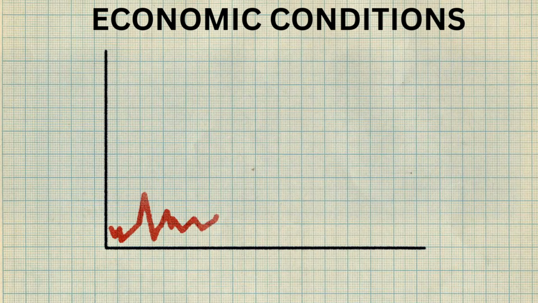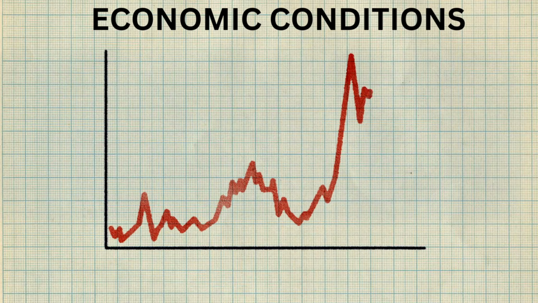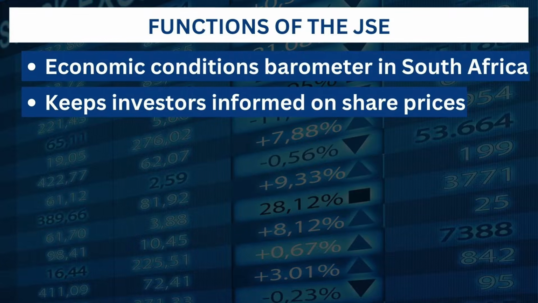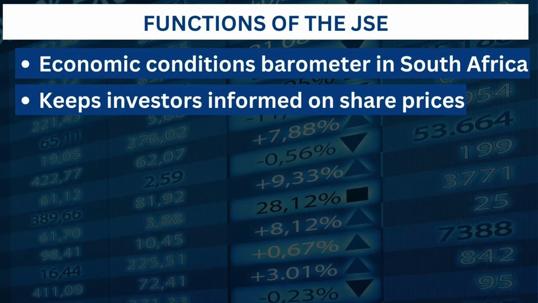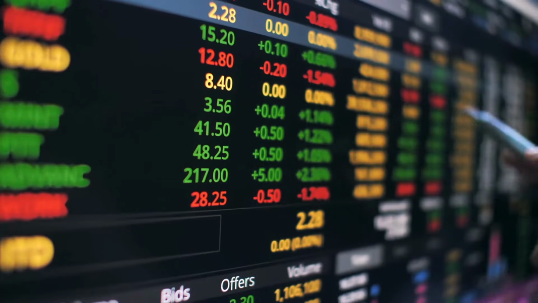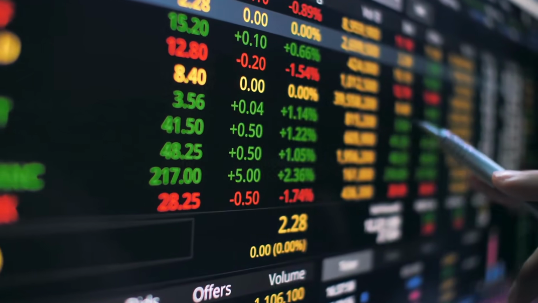And the other point, it serves as a barometer or an indicator of economic conditions. If one is sick, you go to the doctor, and they put a thermometer under the tongue to detect how hot you are, how sick you are. So the Securities Exchange is used as a barometer to indicate the economic conditions of the country. That's why we are told the rand now decreases or the rand now increases. Then the other point, it keeps investors informed on share prices because they are published daily.